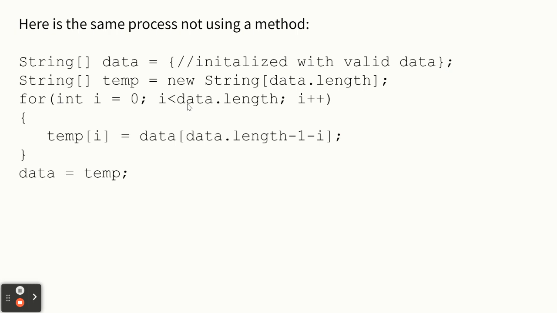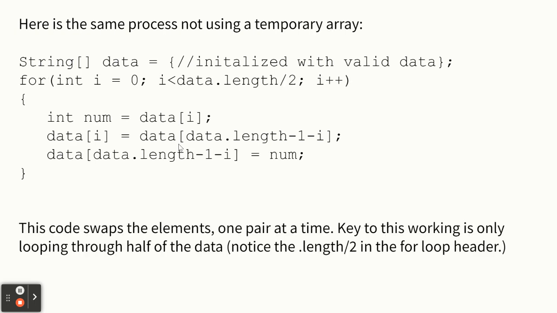All right. Here's the same process, not using a method. It's the same thing. I'm not going to spend time. Here's the same process, not using a temporary array. So if I said, hey, I want you to just reverse this array, you want to make the first element equal to the last element, right?